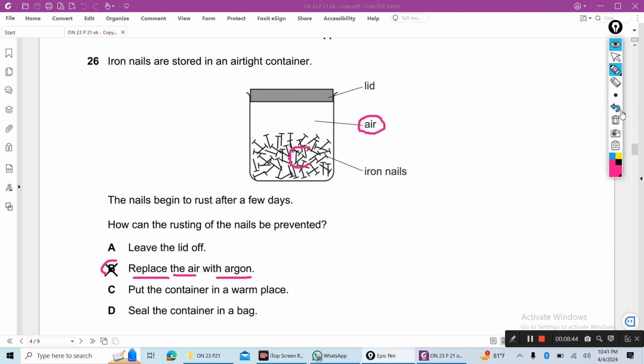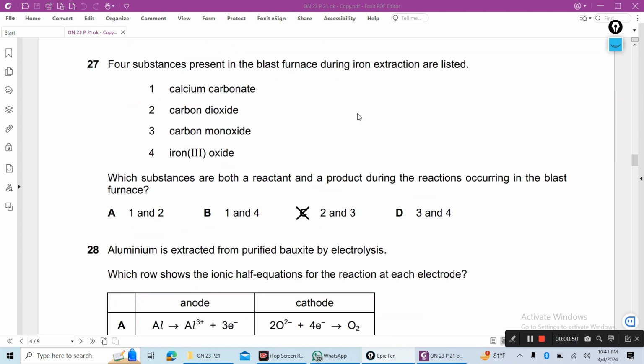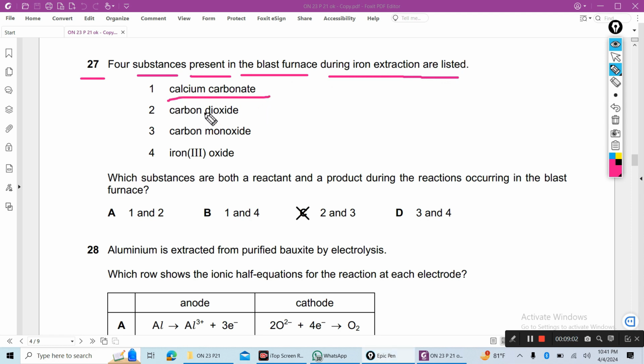Next, 27. Four substances present in the blast furnace during the iron extraction are listed: calcium carbonate, carbon dioxide, carbon monoxide, iron trioxide. Which substances are both a reactant and a product during the reaction occurring in the blast furnace? Now the answer is C, 2 and 3.